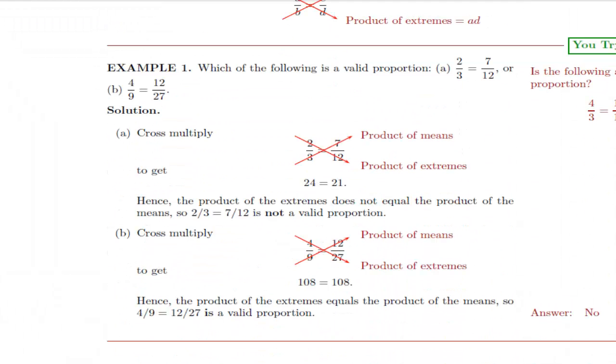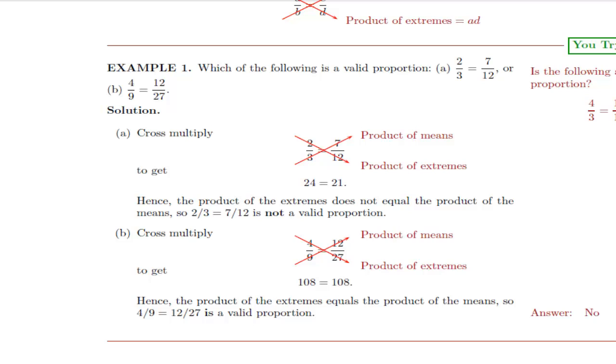Example 1. Which of the following is a valid proportion? A, 2 over 3 equal to 7 over 12, or B, 4 over 9 equal to 12 over 27. Solution. Cross multiply. Looking at the first proportion, we have 2 times 12 is 24 equals 3 times 7 is 21. Hence, the product of the extremes does not equal the product of the means, so 2 over 3 equals 7 over 12 is not a valid proportion.